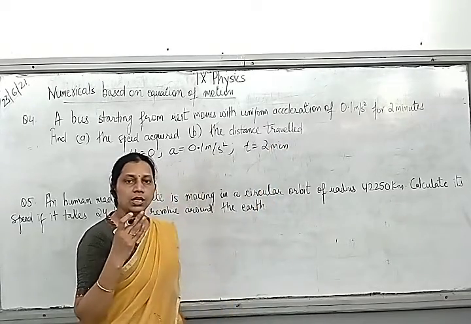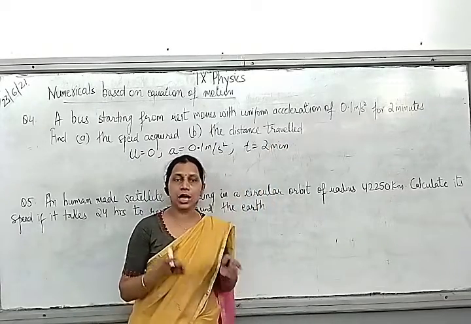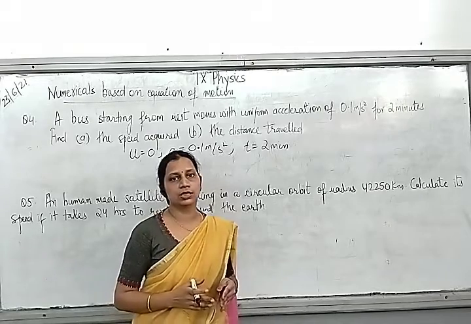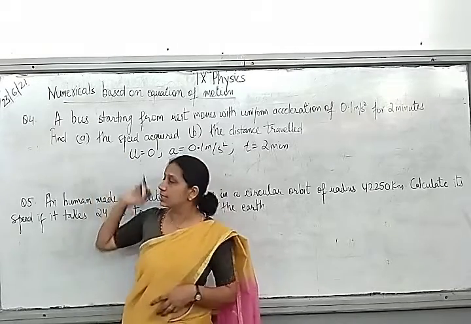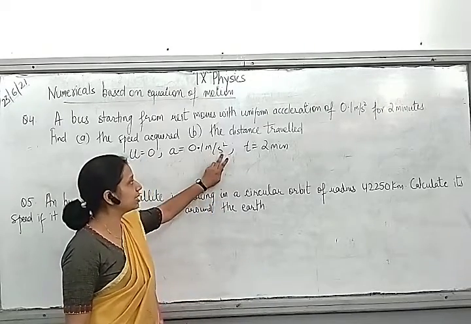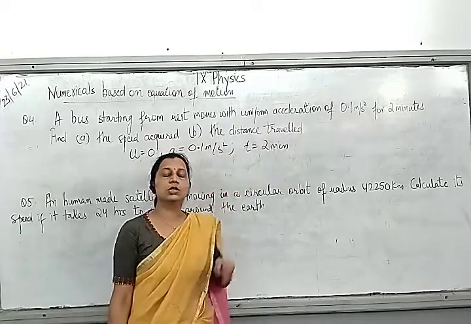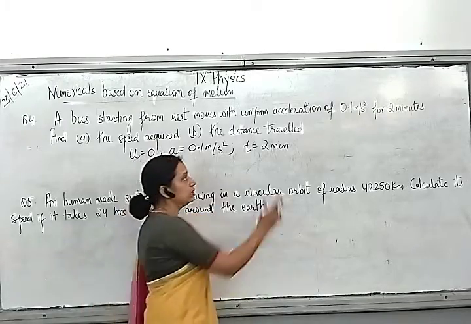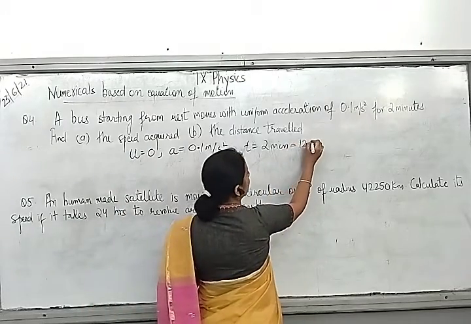If units are different, you have to write them in standard units. Here acceleration is in meter per second square. We have to convert this 2 minutes into seconds. So 2 minutes means 2 into 60, that is 120 seconds.